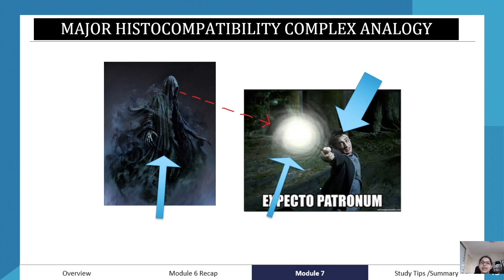Now I'm going to take you for a second into the world of my favorite books. If you're not very familiar with it, I will try my very best to explain it, but hopefully most of us would know what's going on. So we've got Death Eaters. The Death Eaters are looking out, in the Prisoner of Azkaban in book 3, for Voldemort.